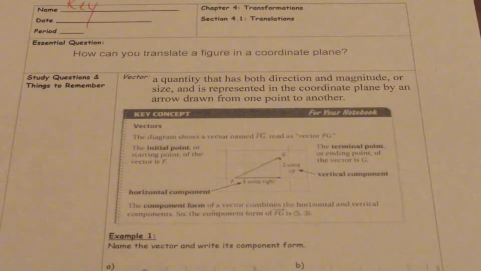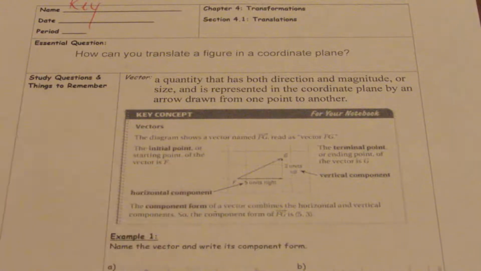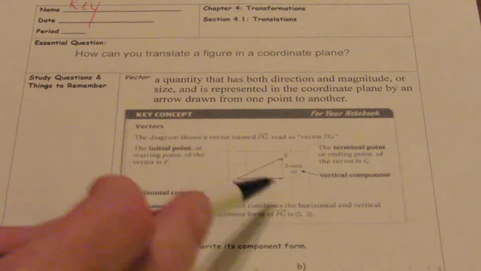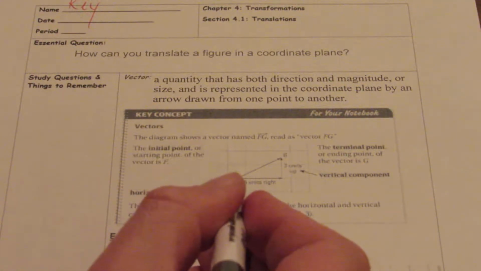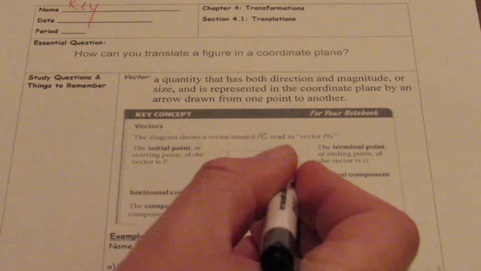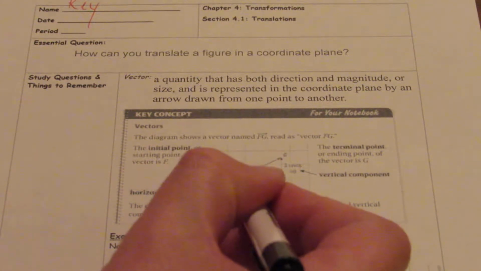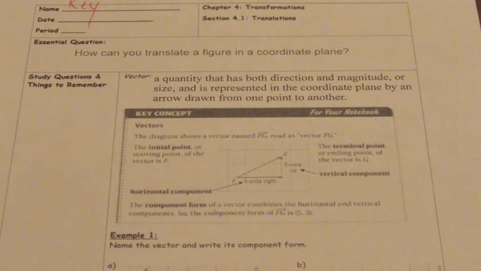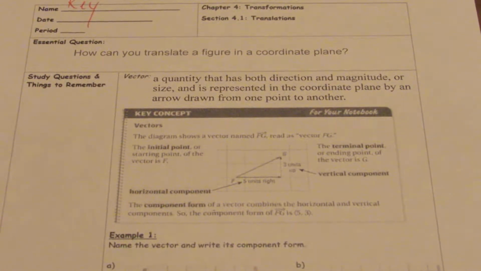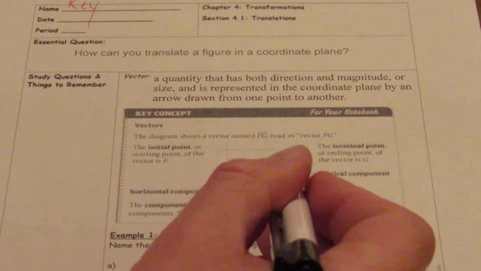So a vector is a quantity that has both direction and magnitude, or size, and is represented on the coordinate plane by an arrow drawn from one point to another. So here we have an example of a vector. We have our initial point. We have where we're going to. So here we have FG, which is read as vector FG. So we have the horizontal component and the vertical component.